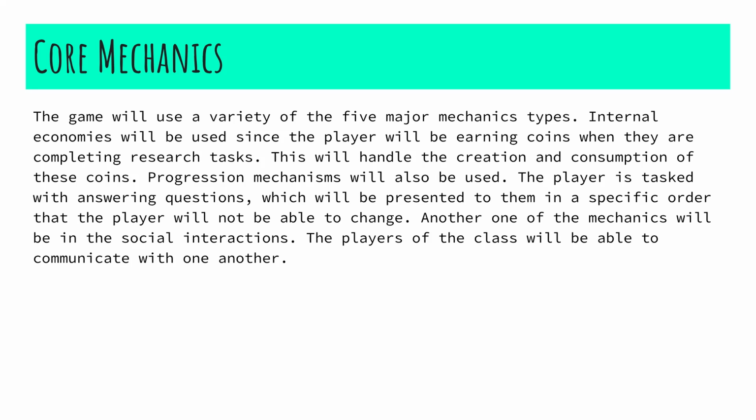So the core mechanics of the game that we're going to be using will be a variety of some of the 5 major mechanics types that we've discussed in our book. Internal economies: players are going to have coins. These are going to be the currency that they receive for completing research tasks. When they complete research tasks, they're going to be rewarded a coin. The coin is going to be used in the arcade, and this is where they're going to be able to purchase anything they'd like.